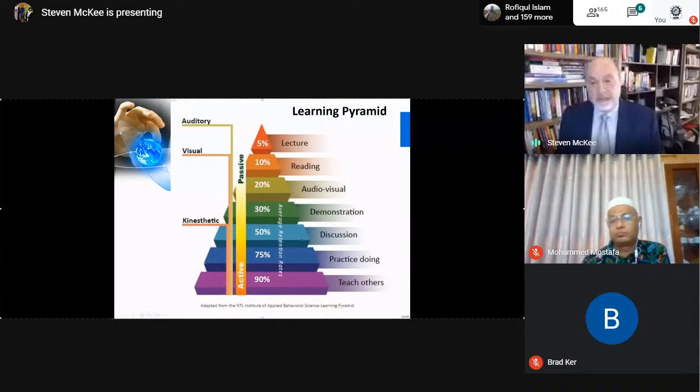So if we can replace the lecture with these types of activities that have this type of retention, this gives the teacher a much better foundation to build upon for doing the practicing and the test. But we said before, 75% is not good enough. We need to be as close to 100% as possible.